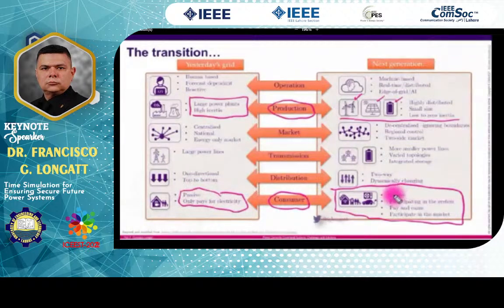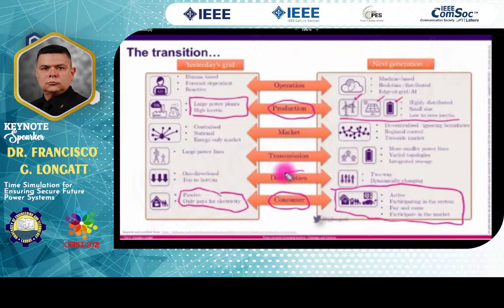Right now, we have customers that are producing electricity, and the legislation is allowing them to receive payment for that electricity. That means that the customer stopped being a passive component, and right now we use the name prosumer. Prosumer is a customer that has the possibility of selling electricity to the system.